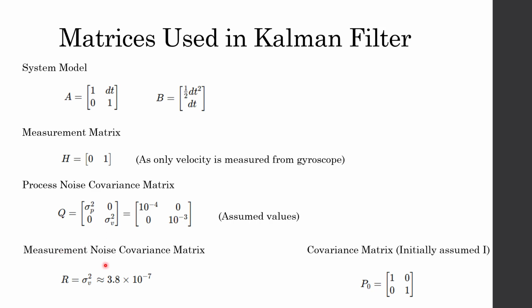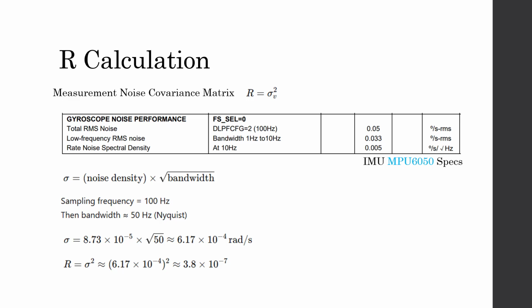And then the measurement noise covariance matrix is basically the noise that my sensor has in it, and this is estimated from the data sheet. In the next slide I will show. And then the covariance matrix, which is initially assumed to be an identity matrix, as we don't know exactly what it is. Over time the Kalman filter will estimate it correctly and it will be updated.